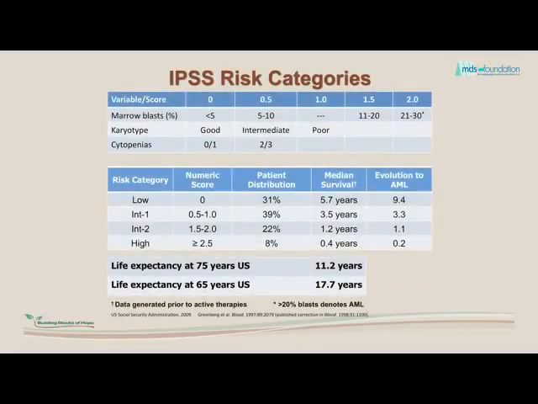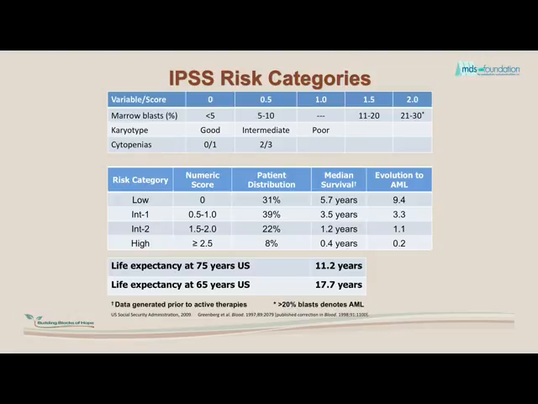The International Prognostic Scoring System was developed to reliably estimate survival and the risk of transformation to acute myeloid leukemia in the absence of active treatment. The IPSS assigns a score based on the percentage of blasts in the bone marrow, the initial chromosome abnormalities, and the number of cytopenias or lineages that are affected in the peripheral blood.